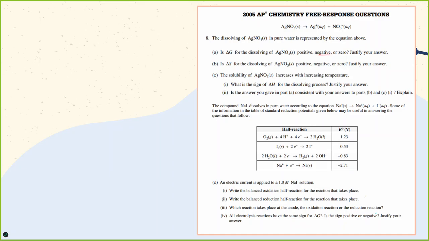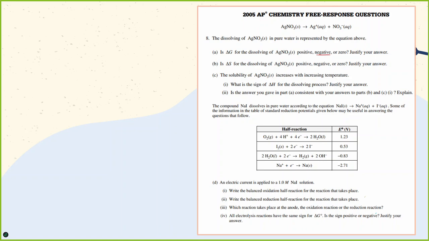Because you have to use delta H as well if you're doing delta H minus T delta S. So that's why I paused for a second, because that's where my brain went first. And I was like, wait a minute, I can't use that. I don't know anything about the enthalpy. But I do know nitrate is always soluble, so it's always spontaneous. I know it's a spectator ion, so if it's a spontaneous process, I know delta G has to be negative. So we'll see what the scoring guideline says.